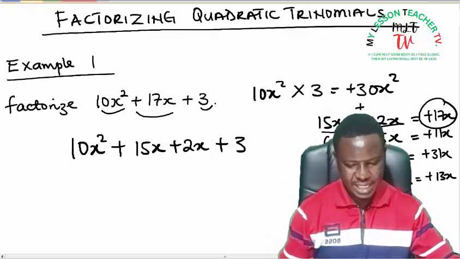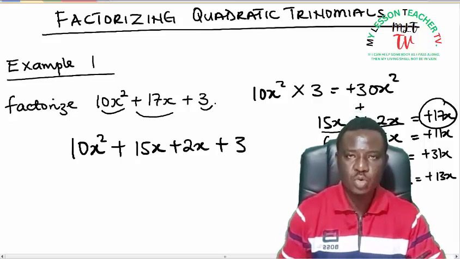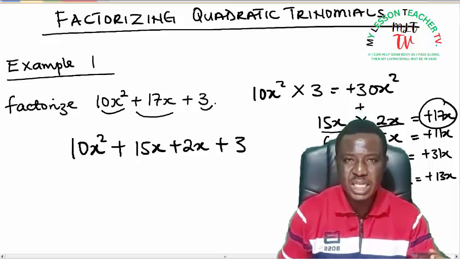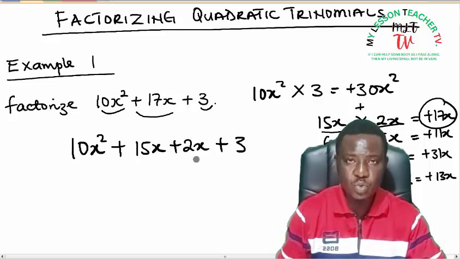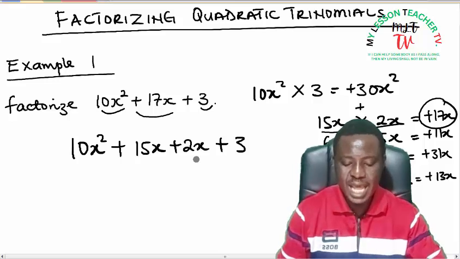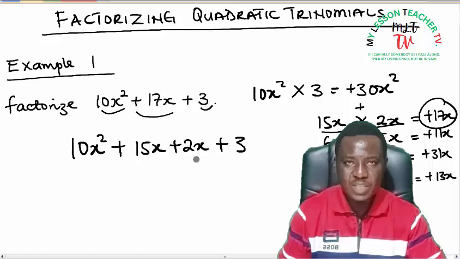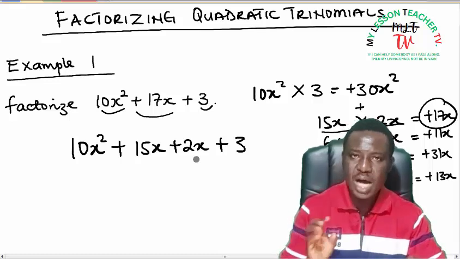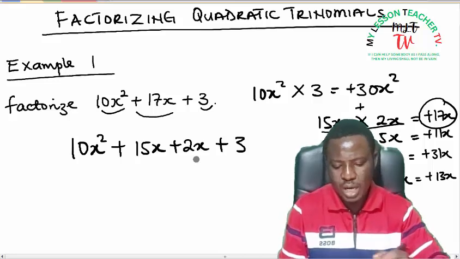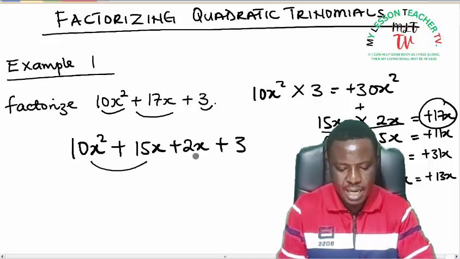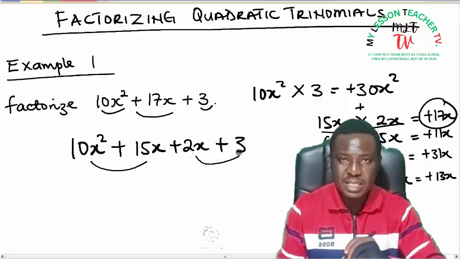Now, this has changed it from a three-term expression to a four-term expression without changing the sense of the expression. Because when you add 15x plus 2x, it still gives you 17x as in the question. But why do I have to express it as a four-term expression? So as to easily factorize them. So I'm going to look at the first two terms and the next two terms and look at what is common, and I'll factorize them out.